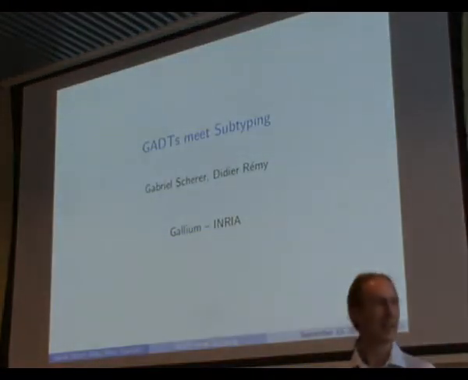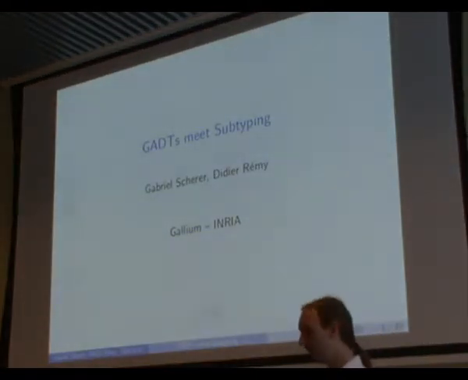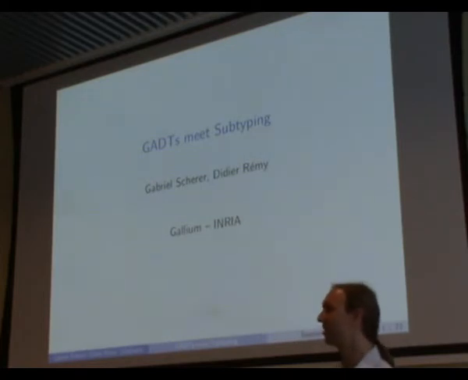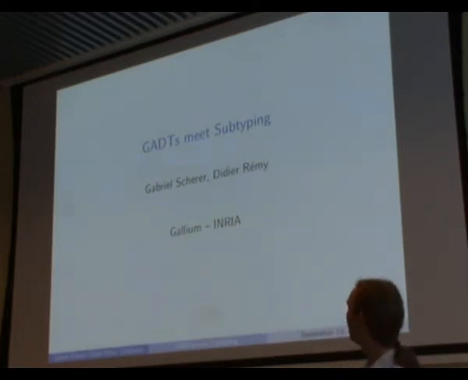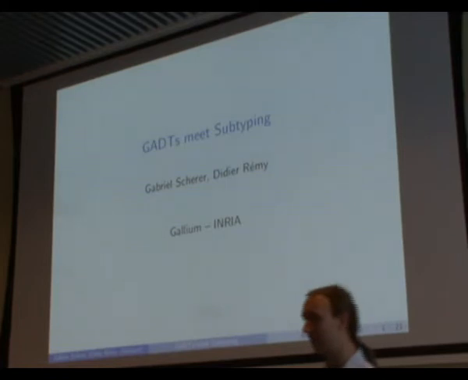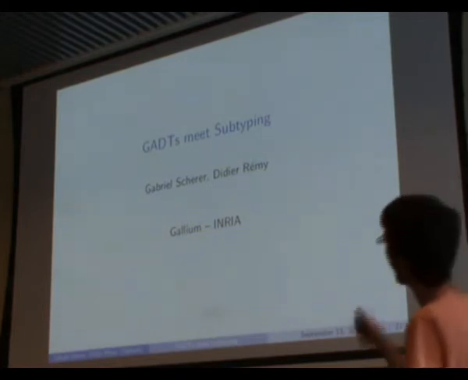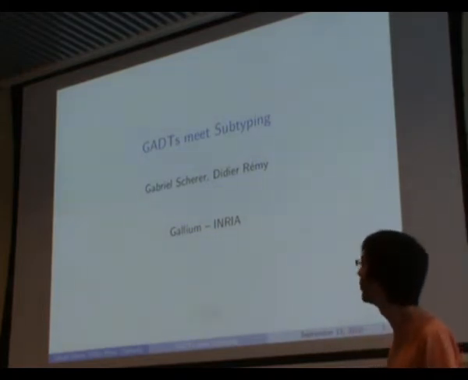Our next speaker is Gabriel Scherer again on GADTs, but this time combining GADTs with subtyping. Actually, it's not really subtyping because subtyping gets a bad press. It's variance, which is related but not exactly the same thing. So this is work which I did at Dolion with advisor Didier Remy.